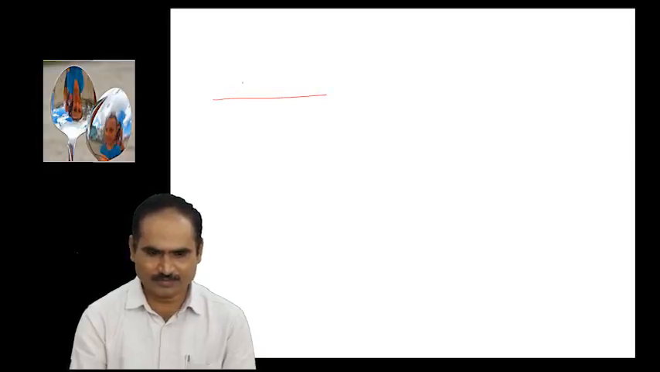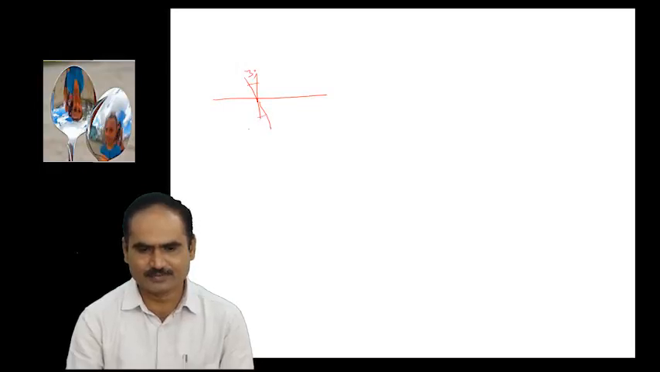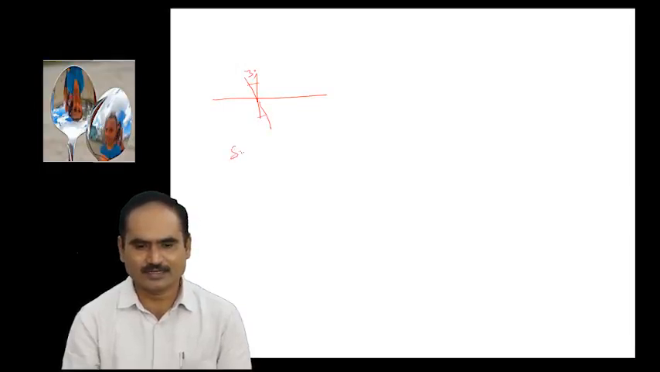For example, here if I draw, let us take one interface of two media. Then this is a normal. Then here you draw an angle, say about 30 degrees, and it undergoes refraction like this. You get some angle, call it R1. So if you take sine 30 by sine R1, we get some value.